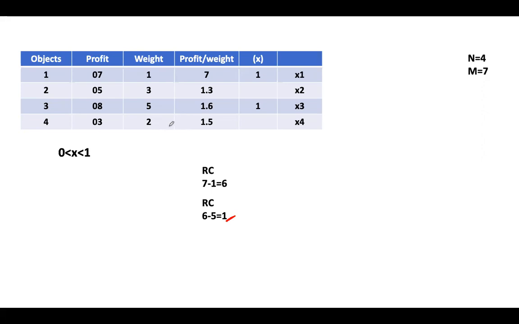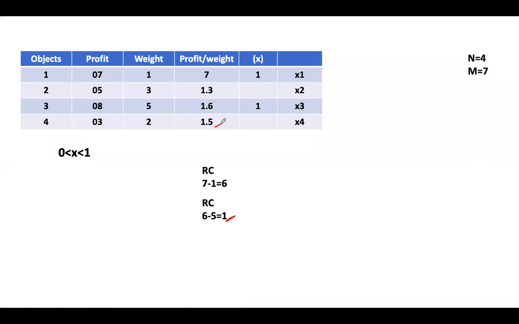Okay, this object is 2 kg. I can consider 1 kg or 1.5 kg among this, or this is 3 kg. Here I can consider 1 or 2 kg from this object. Okay, remaining two objects are there. Among these two objects, which one has got the highest profit weight ratio? That is nothing but the fourth object.